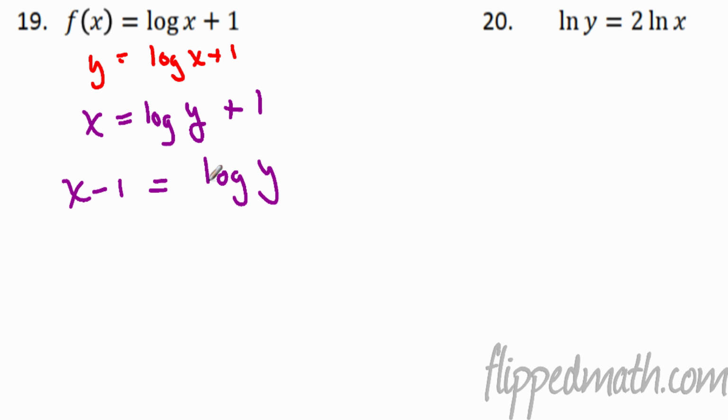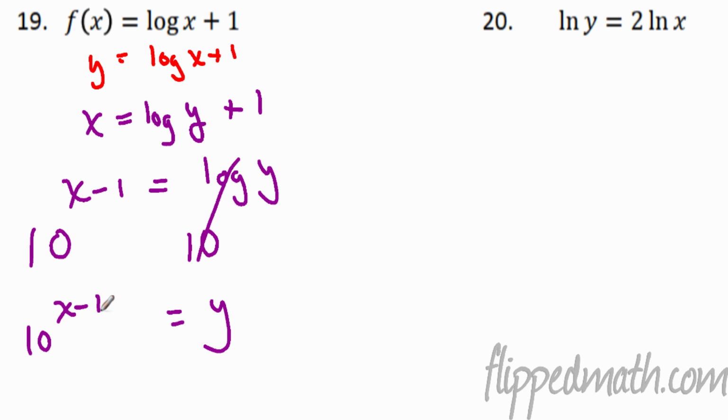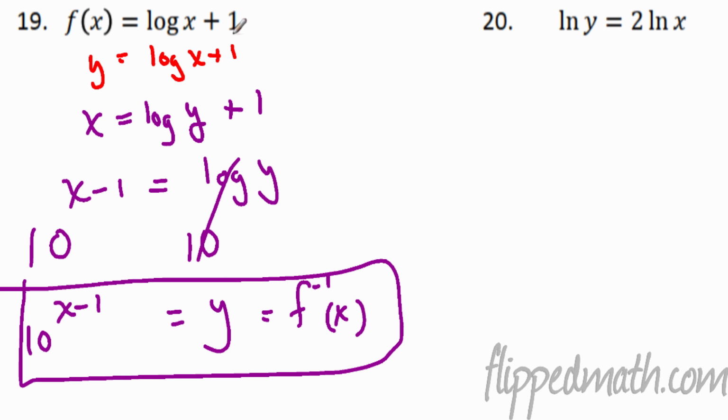And how are we going to get rid of that log? Remember, this is the exponent I use on 10 to get y. So if I use that exponent on 10, I'm going to raise each side of the equation as a power on top of 10. It's 10 to that power. They're going to cancel each other out. I'm going to get y equals 10 to the x minus 1, which in this case is the inverse of f. That is amazingly simple. It looks more difficult, actually more simple. Let's look at number 20.